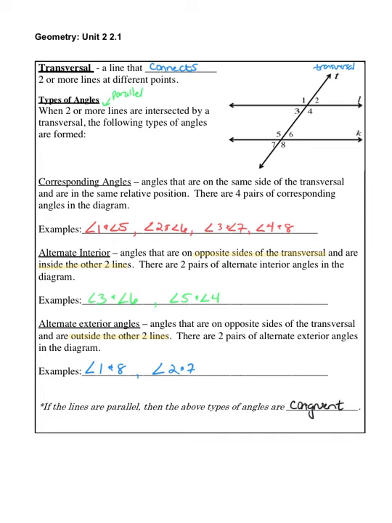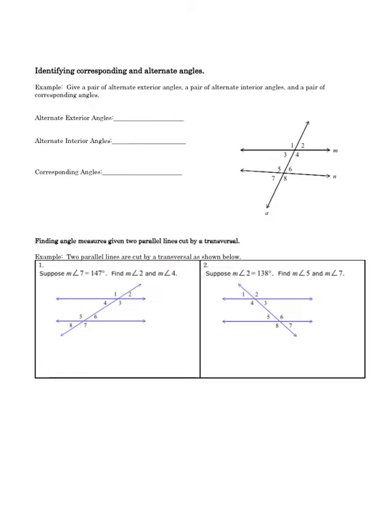Let's go to the next page of the assignment. Again, we're just getting more practice. So here, identifying corresponding and alternate angles. You did a lesson like this when we were working on linear pairs and vertical angles. Now we're going to talk about alternate exterior, alternate interior, and corresponding. You're doing the same type of exercise. So list a pair of alternate exterior angles. I want you to stop the recording, do the work, and then come back and check the notes.